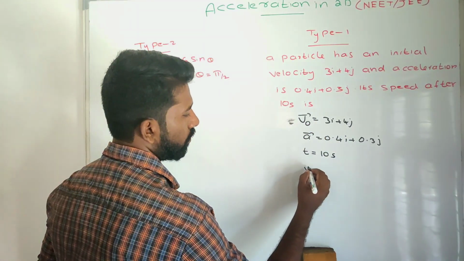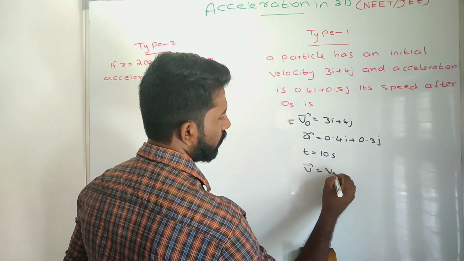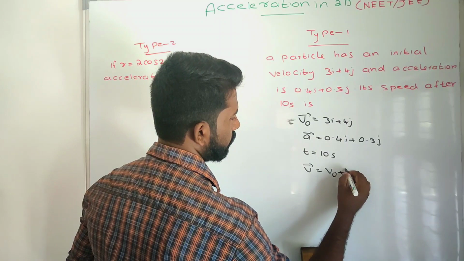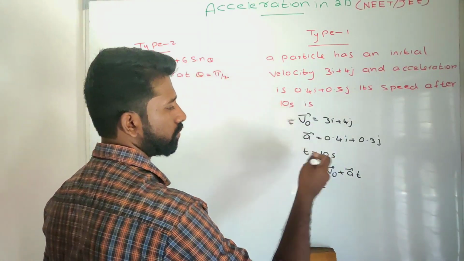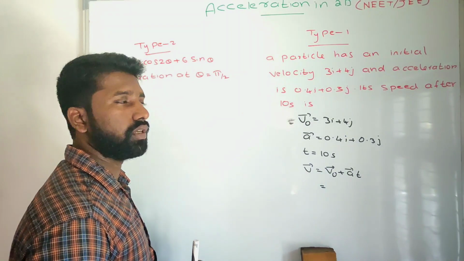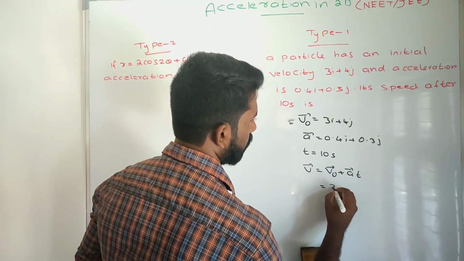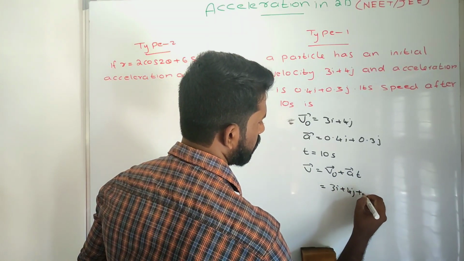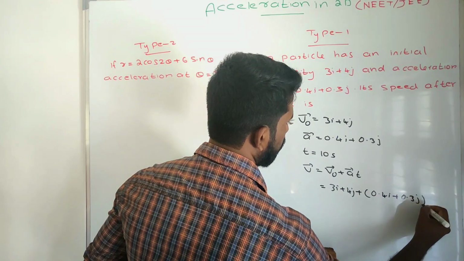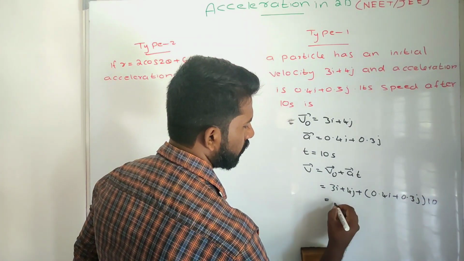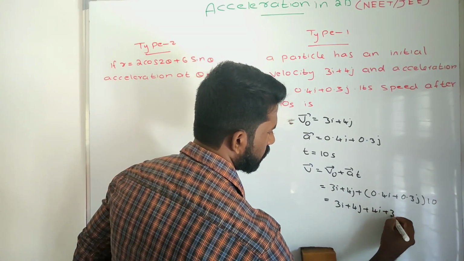So the velocity after time t is v equals v naught plus at. All the values are given, so we can directly substitute them and find the magnitude of the velocity, that is the speed. Here you will get 3i plus 4j plus (0.4i plus 0.3j) times 10. Multiplying the 10 inside, we get 3i plus 4j plus 4i plus 3j.